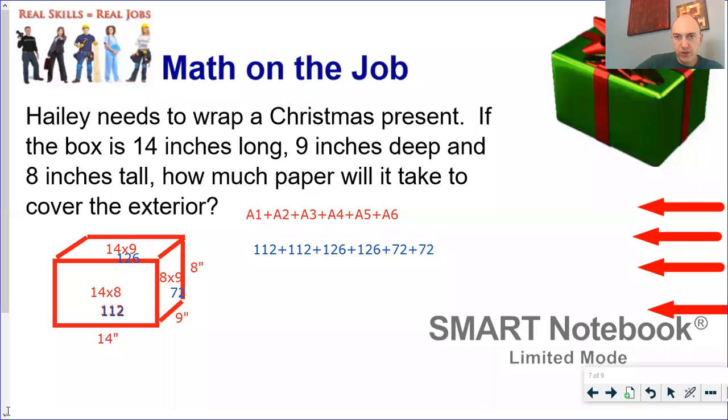112 plus 112 plus 126 plus 126 plus 72 plus 72. And what do we get overall here? We get an answer of 520. Oh, except I missed a 1 in here because I wasn't looking. So that should be 620.